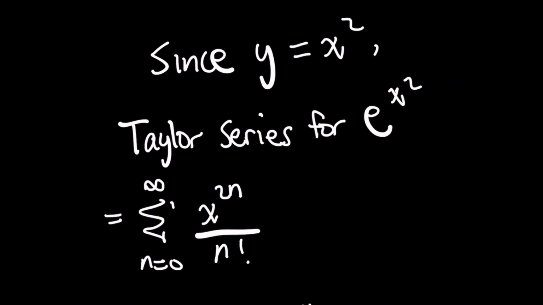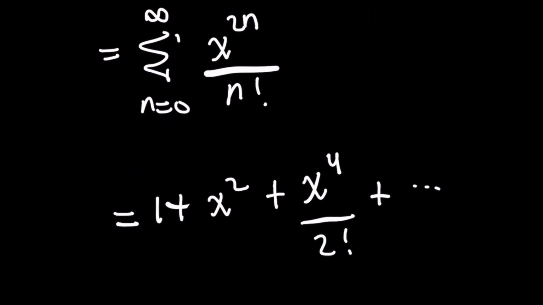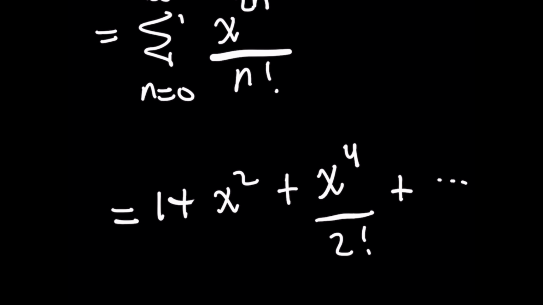And this produces a new series where, looking at the series we got above, anytime you saw a y, you have x squared now. So the denominators are the same, but now you've basically got even powers of x.